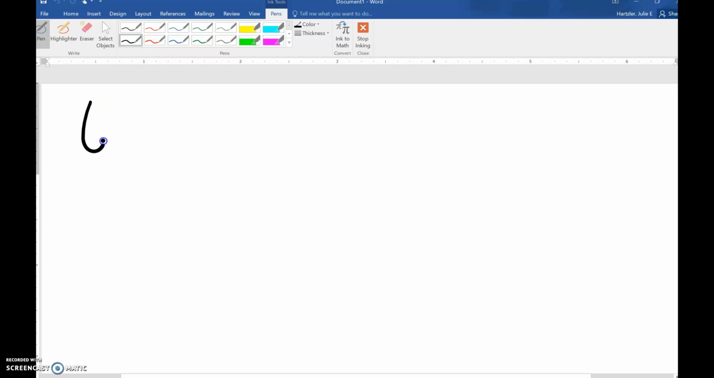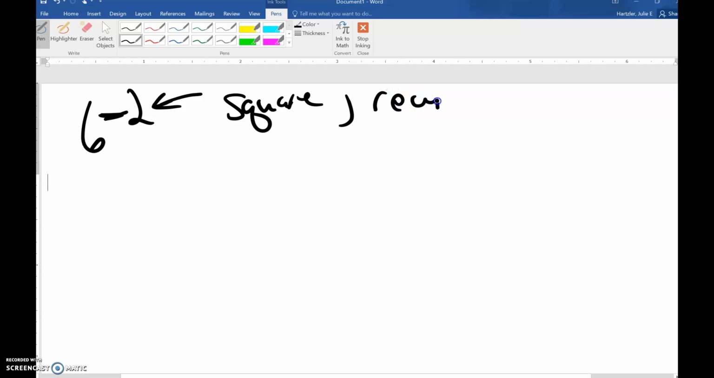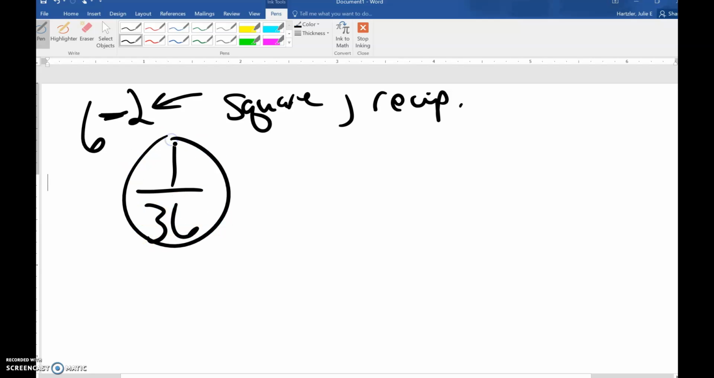Okay, so 6 to the negative second power. So remember, this tells you 2 things to do actually. The 2 tells you to square it, just like normal. That's not a big deal. The negative doesn't mean you have debt. It means to reciprocate or to flip it. So 6 squared is 36, and then you just flip it. Okay, so 1 over 36. So negative exponents just mean to reciprocate or to flip. Okay, go ahead and try 7.